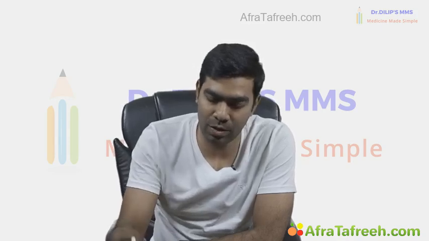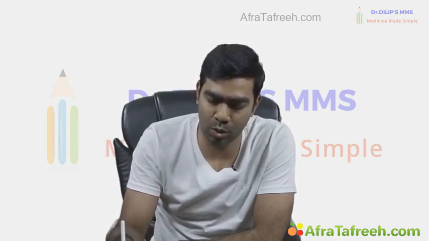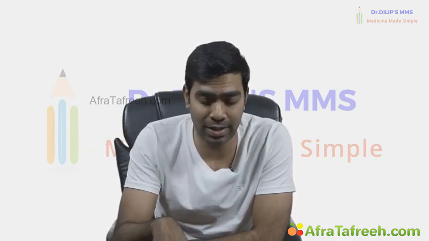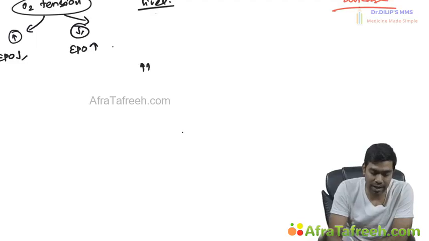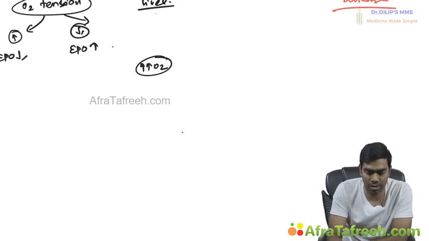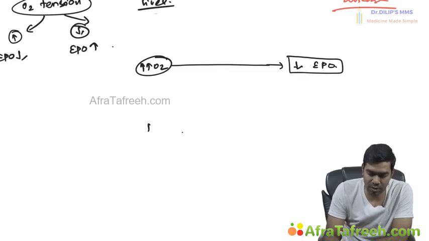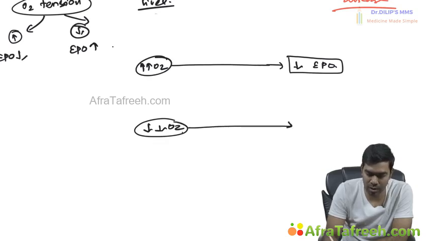So whenever you have a high oxygen tension, let us see that. There are two things that are very important: an enzyme called PHD, and then you have something called von Hippel-Lindau protein. All these things, how they interact with erythropoietin. Whenever you have increased oxygen tension, you know very well you are going to have reduced erythropoietin. Whenever you have reduced oxygen tension, you are going to have increased erythropoietin.